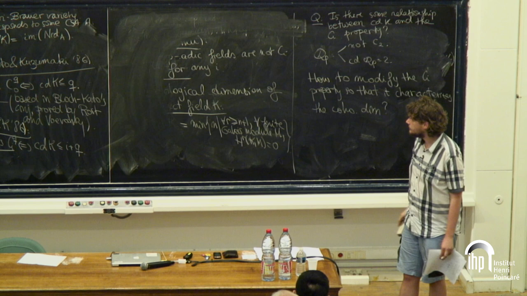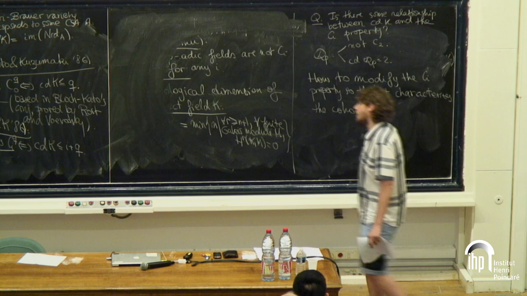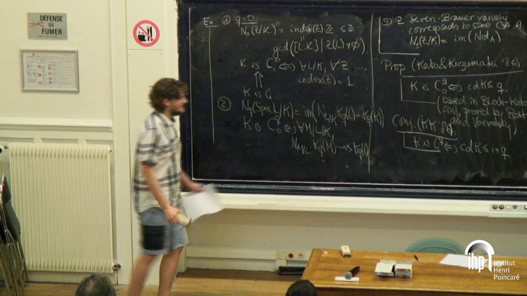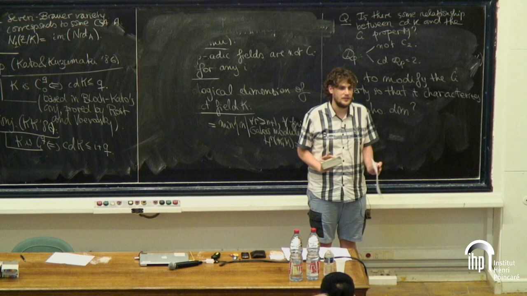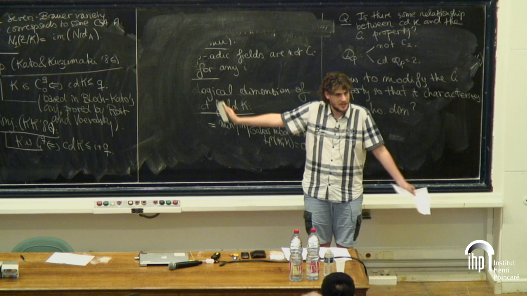Okay, yeah, K perfect. I didn't want to enter into this discussion. I will talk a little bit about it later. But the definition I've given for cohomological dimension is only for perfect fields. If you want this to hold for imperfect fields, you need to modify the definition of cohomological dimension. And if you do, they conjectured that it would be true even for imperfect fields.